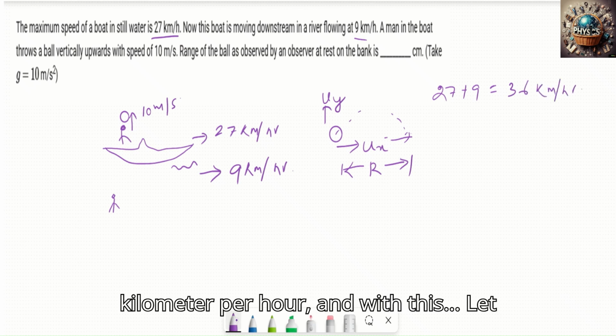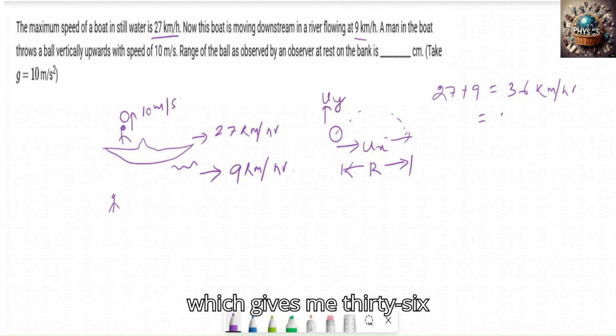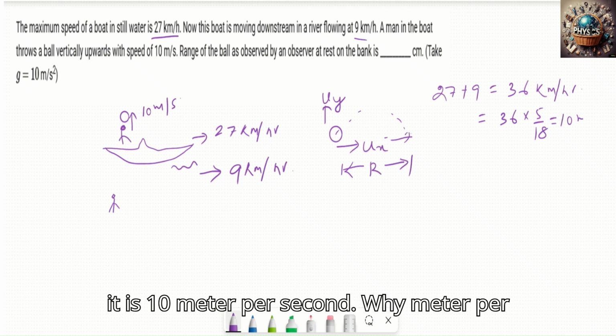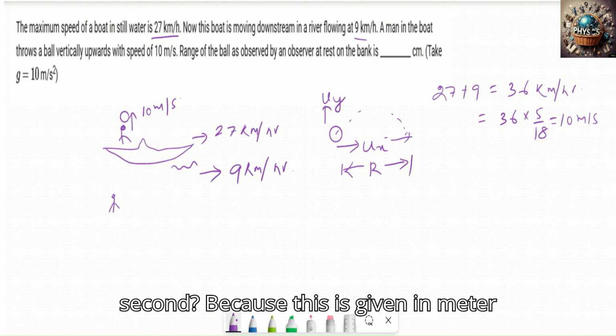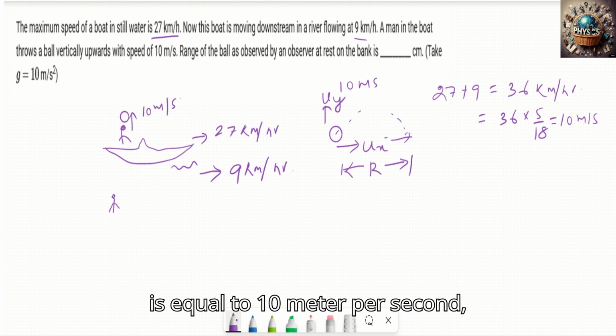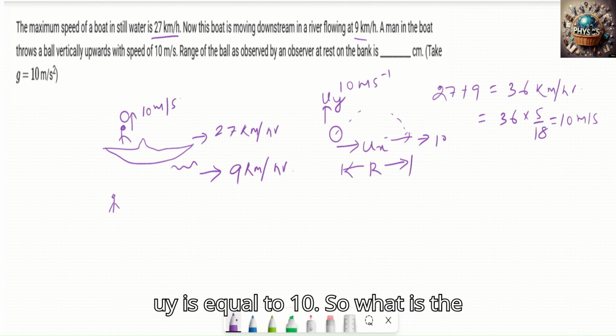kilometer per hour. And with this, let us convert this into meter per second, which gives me 36 into 5 by 18. So it is 10 meter per second. Why meter per second? Because this is given in meter per second. So uy is already known, which is equal to 10 meter per second, right? So now I have the speeds already. So ux is 10 in this direction, and uy is equal to 10.